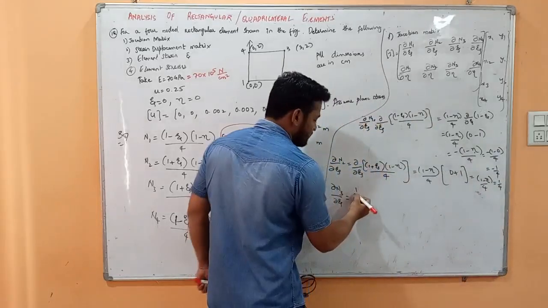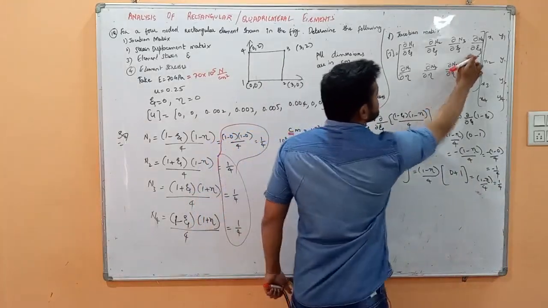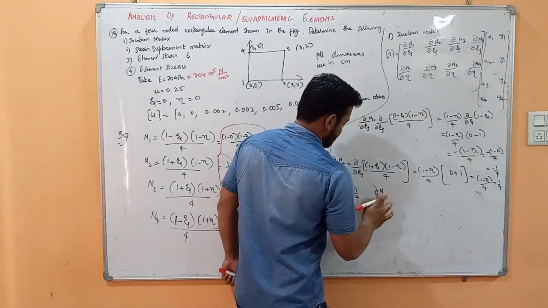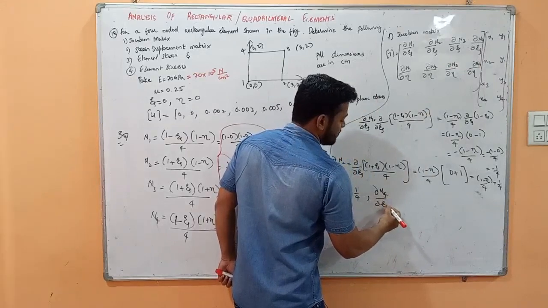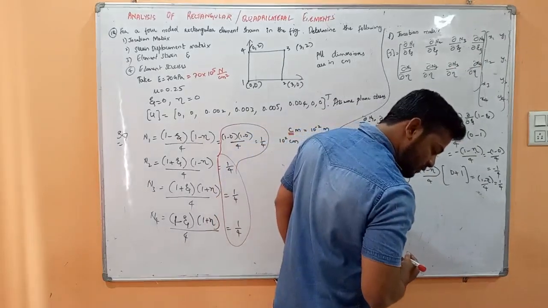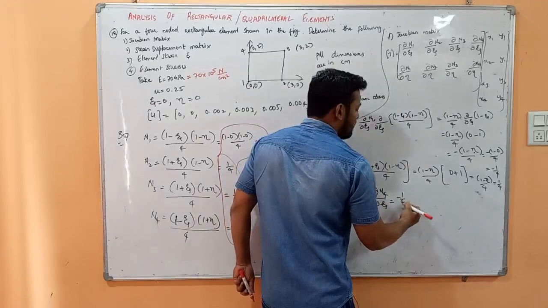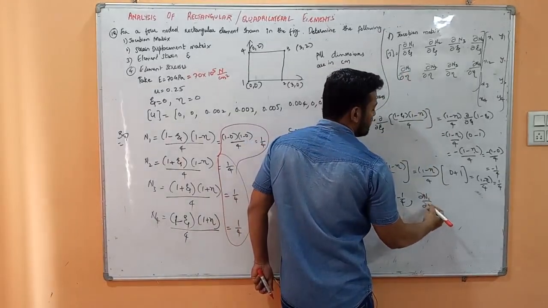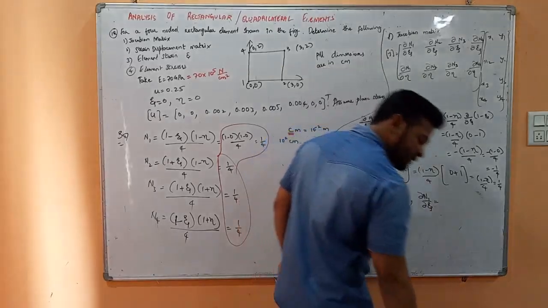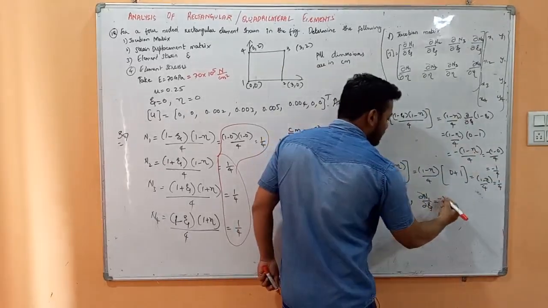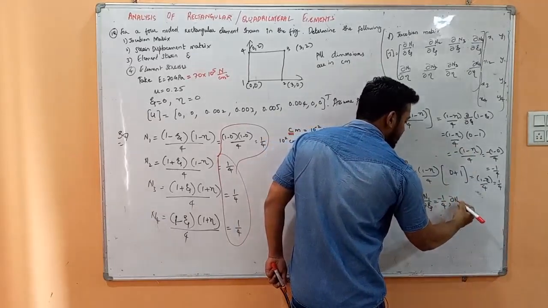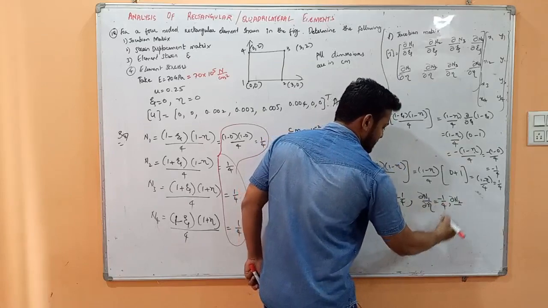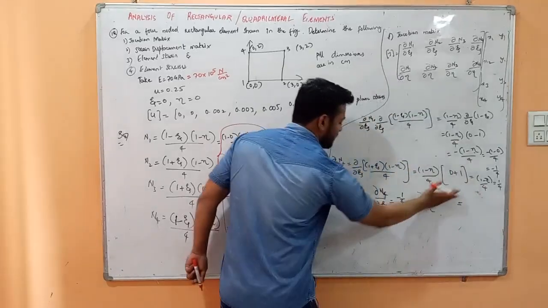This is also 1 by 4, and this value we are getting as dou n3 by dou xi, minus 1 by 4. Similarly, dou n1 by dou xi we are getting as minus 1 by 4, and dou n2 by dou xi. Now this is eta. I am going to write down the eta values here below this.